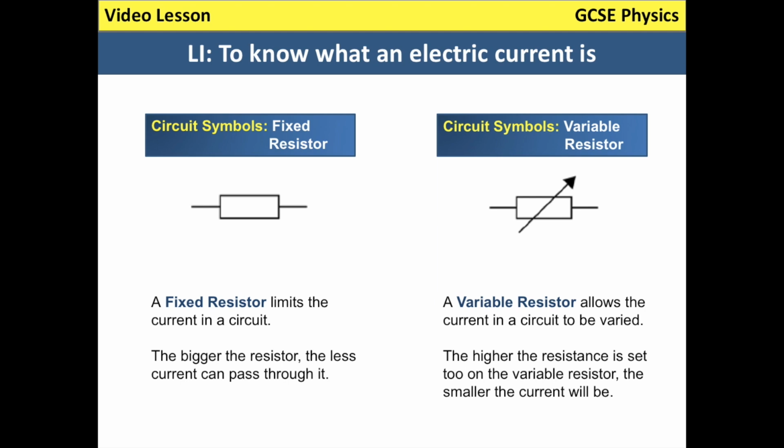Then we can have something called a variable resistor. We would draw the symbol for a variable resistor in the exact same way that we have drawn the symbol for the fixed resistor. However, we would also draw an arrow going through it at a diagonal, as I've done for you there. Now, a variable resistor allows the current in a circuit to be varied or changed. The higher the resistance is set to on the variable resistor, the smaller the current will be.